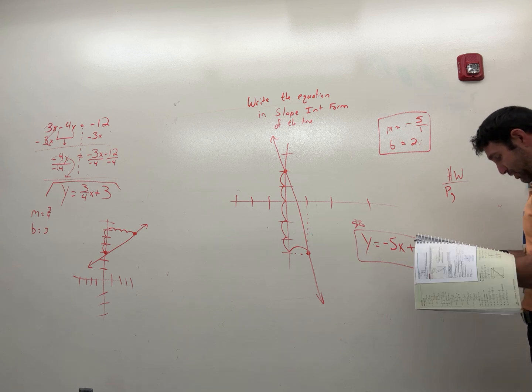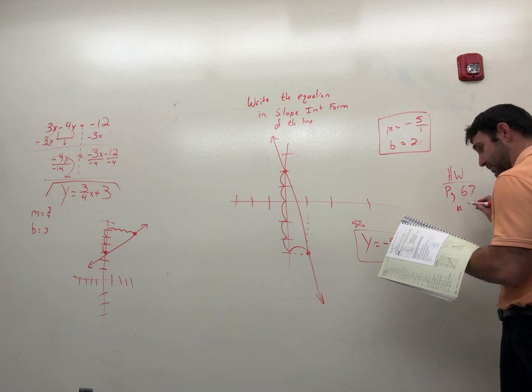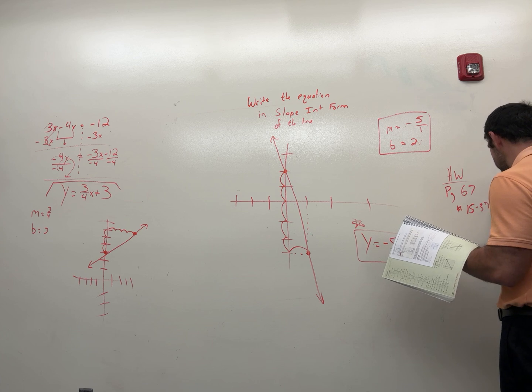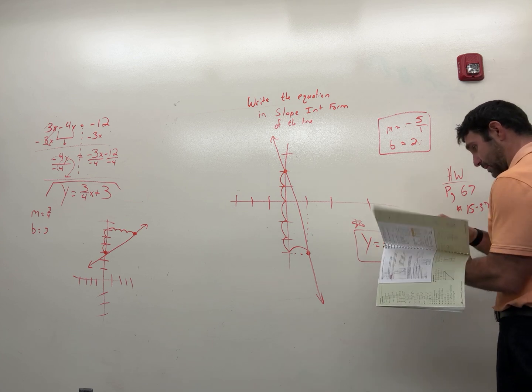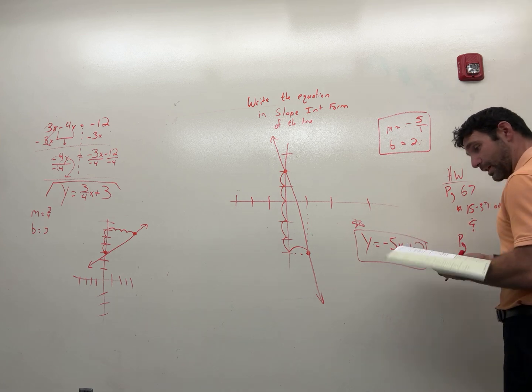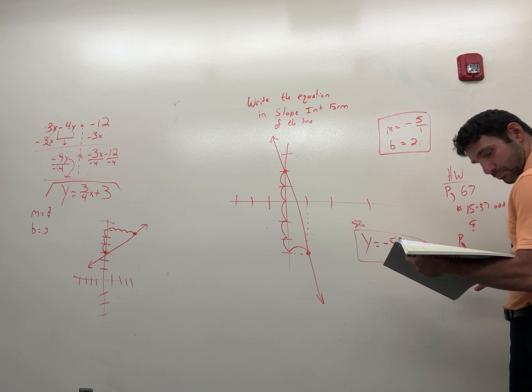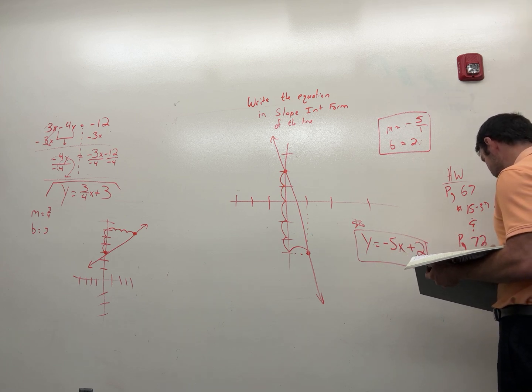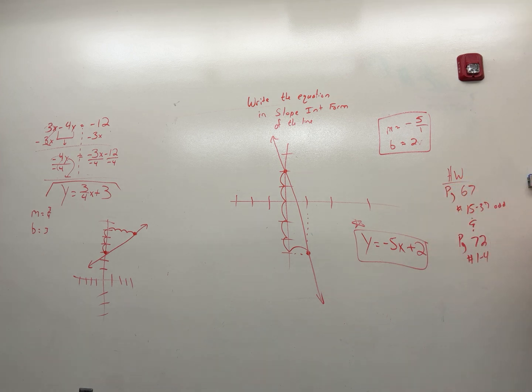Sure. Page 67, numbers 15 through 37, odd. And page 72, numbers 1 through 4. Okay? You may get started now. I'll be glad to help you. You've got just under 20 minutes. Like 16, 17-ish. Plenty of time to rock and roll through this. Any questions?